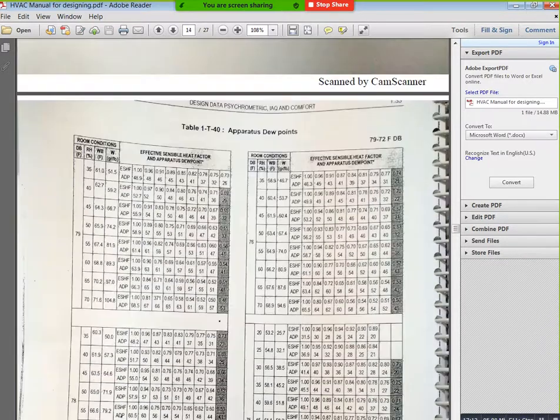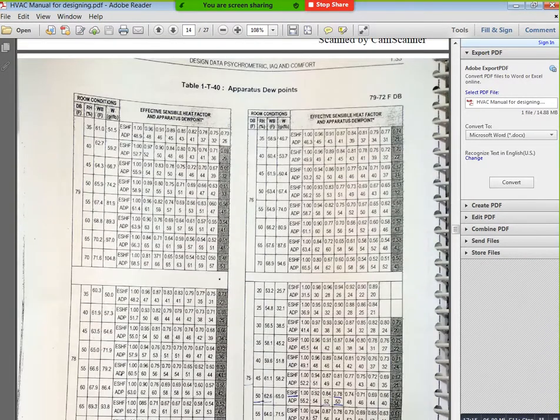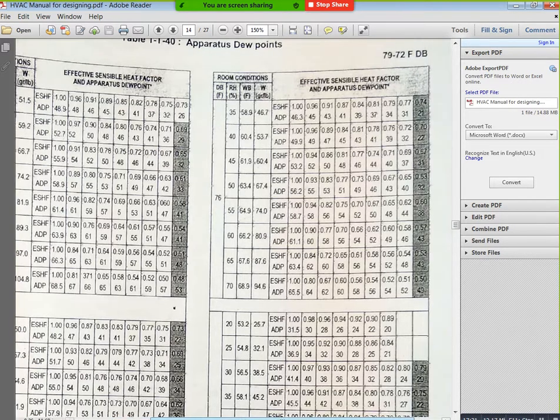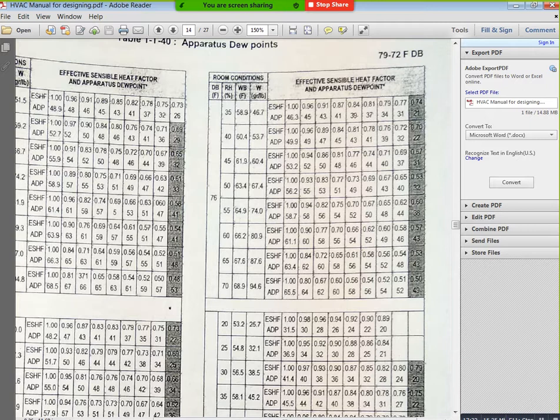At the same time we need to go for ESHF. ESHF means effective sensible heat factor. We already got this value now. How much is that value? 0.94. 0.94 is near to 0.93. In that condition, you will get your value as 55. See here, we have 55 as our ADP value. Now you can take 55 as our ADP value.